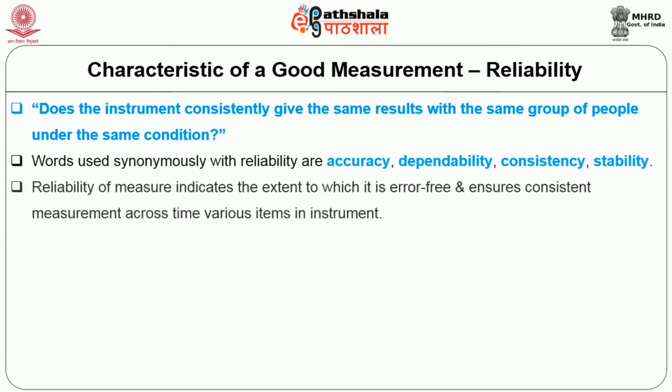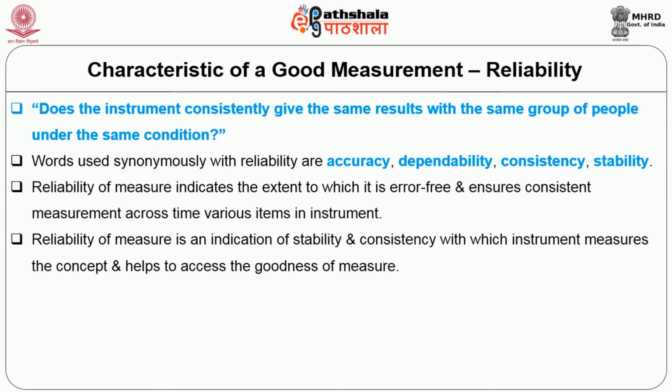The reliability of a measure indicates the extent to which it is without bias, that is, error free, and hence ensures consistent measurement across various items in the instrument. In other words, the reliability of a measure is an indication of the stability and consistency with which the instrument measures the concept and helps to assess the goodness of measure.